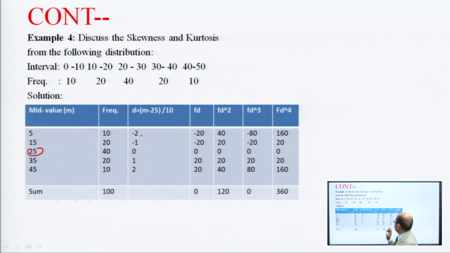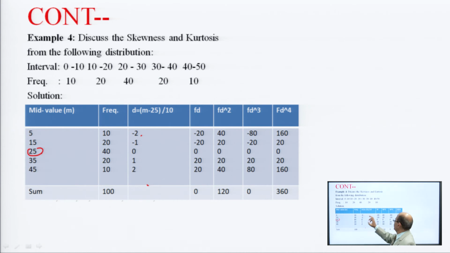FD cube: 10 into cube of minus 2 means minus 8, 10 into minus 8 is minus 80. 20 into minus 1 cube means minus 1, so 20 into minus 1 is minus 20. 40 into 0 cube is 0. 20 into 1 cube is 20. 10 into 2 cube means 10 into 8, which is 80.